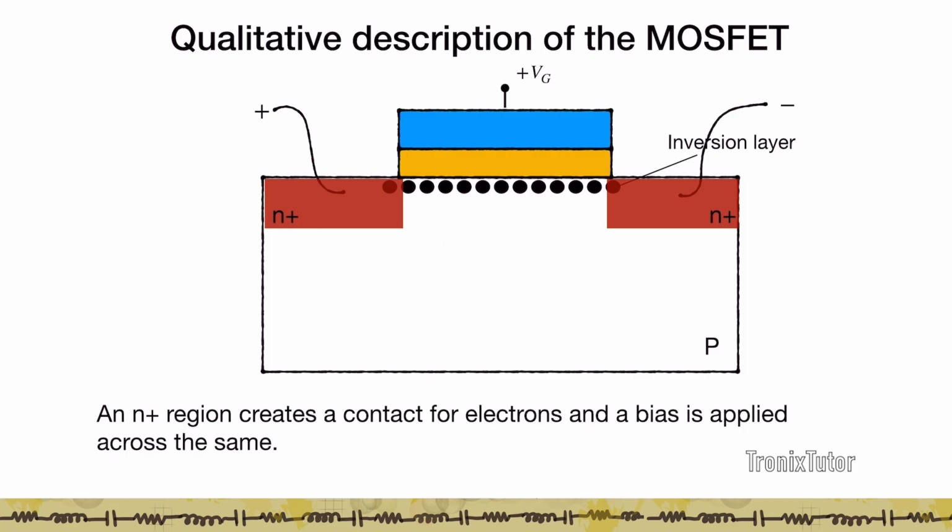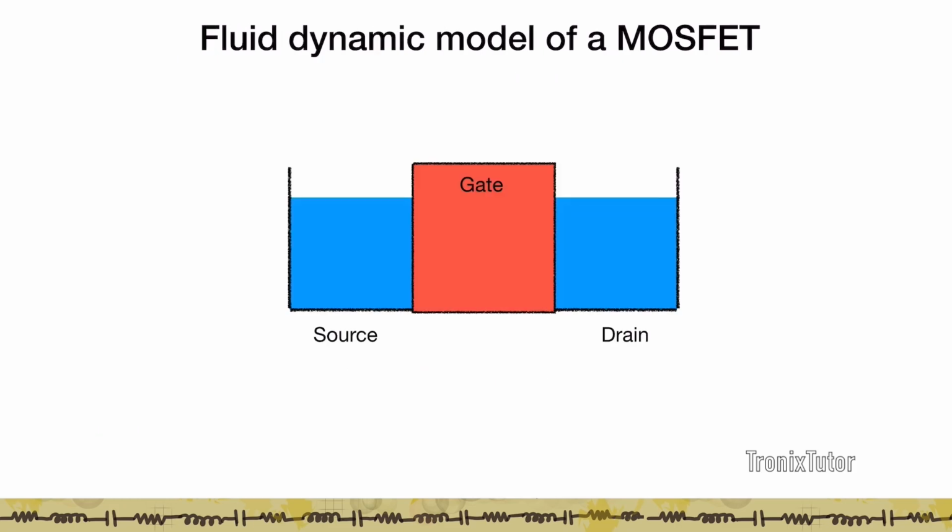Another way to think about the MOSFET, which sometimes helps students, is to look at the fluid dynamic model of the MOSFET. So let's assume that you have two tanks, a source tank and a drain tank that is filled with water, and you have a separator which is the gate. So right now there is no flow of water between the source and drain because the gate is preventing any water to flow from the source into the drain.